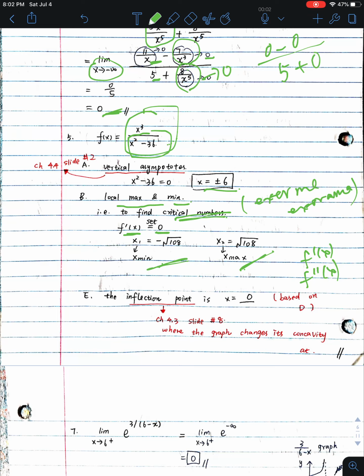And for the inflection point, we know an inflection point is where the graph changes its concavity. And actually from part d, the concave intervals, you can find, are from some number to 0, and from 0 to some number. So one is concave down, and one is concave up. So at 0, it will change its concavity. So that's why its inflection point is 0.